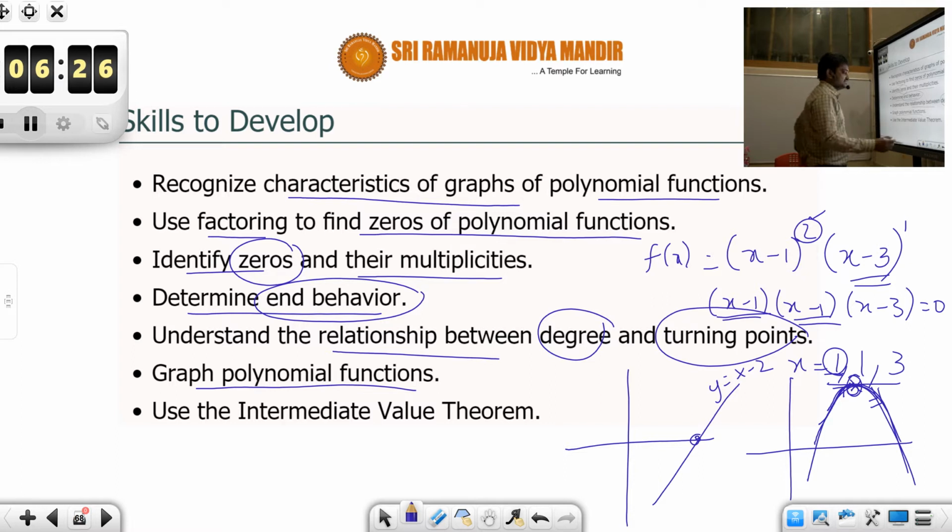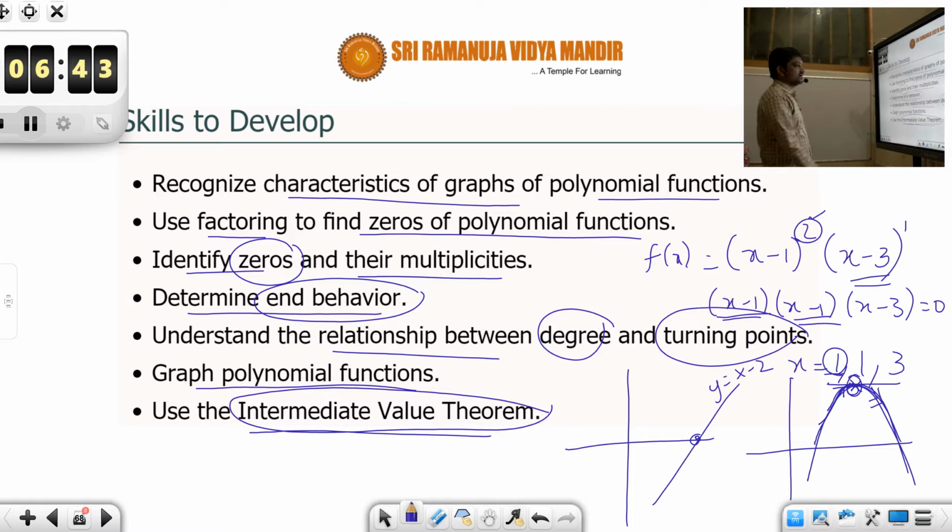And finally, last but not the least, we'll be learning the intermediate value theorem. Intermediate value theorem is again a very, very important application for graphing. So we learn this and we'll be winding up this series of lectures. So here you need to understand the characteristics of graphs of polynomial functions.